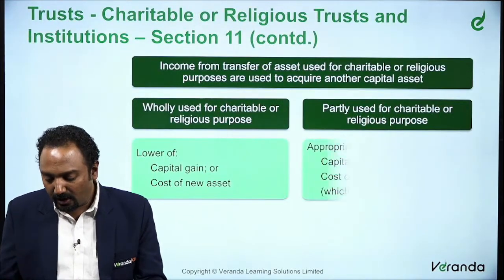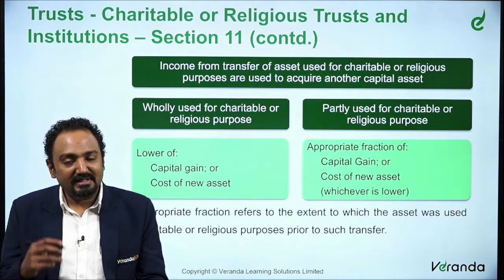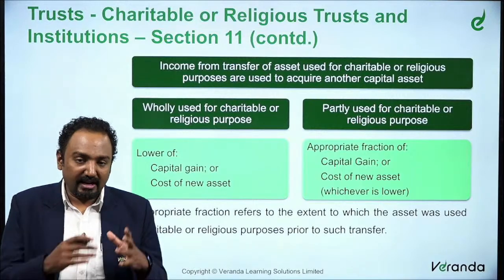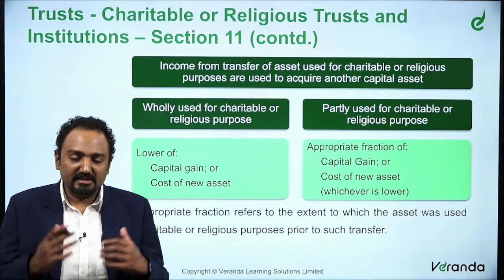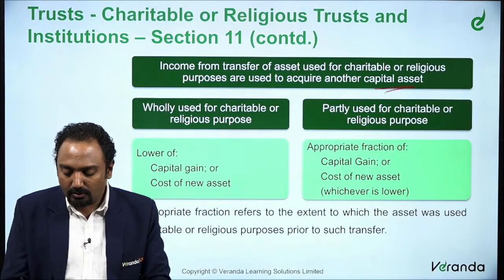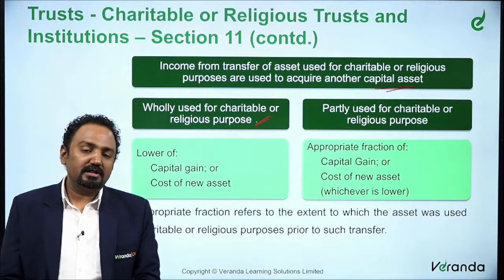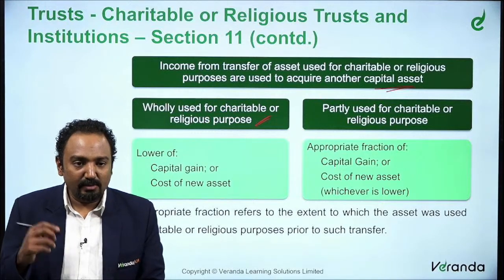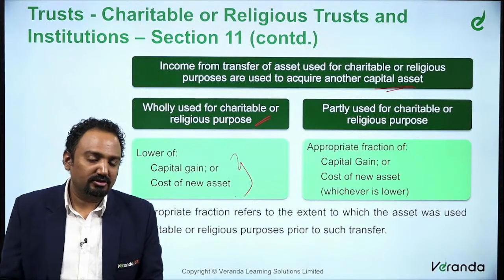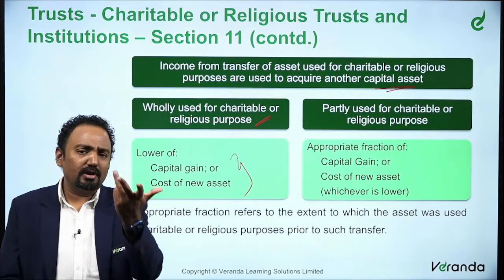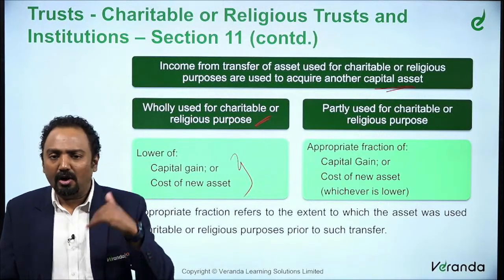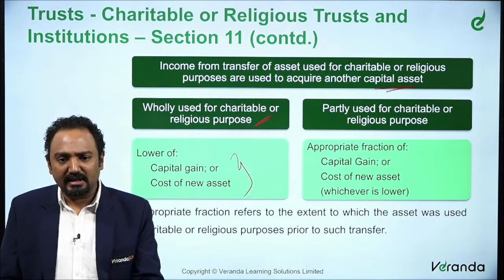The last one that we will be talking about here is what happens when there is an income from transfer of an asset. So you have actually sold the asset which was being used for charitable purpose. This is an income. Now you are using that to purchase another capital asset. What happens? When it is wholly used for charitable or religious purpose, the thing that will be considered as exempt income will be the lower of capital gain or cost of the new asset. Similar to your exemptions that you discussed in capital gain, right? So the capital gain or the cost of the new asset, whichever is lower, is the exemption that you're talking about.